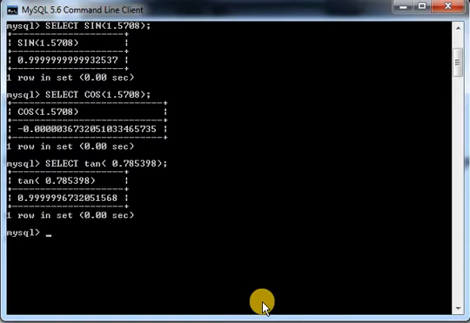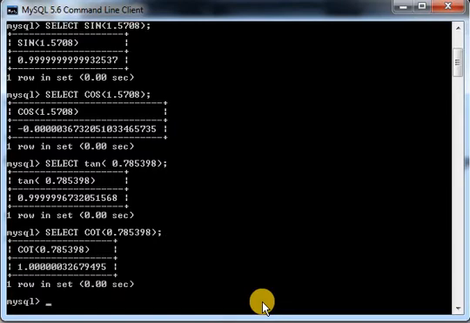Now let's check it out for cot. So select, then cot and bracket 0.785398. So this is also near about equal to 1. Now these were the general, straightforward values. Now let's find out the inverse values for them. For these values only we will find out the inverse values, that is the values in radian.